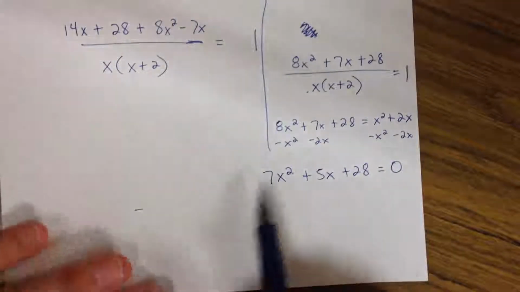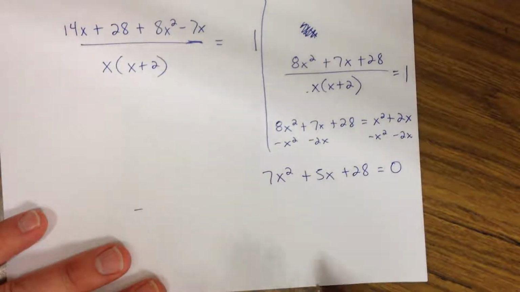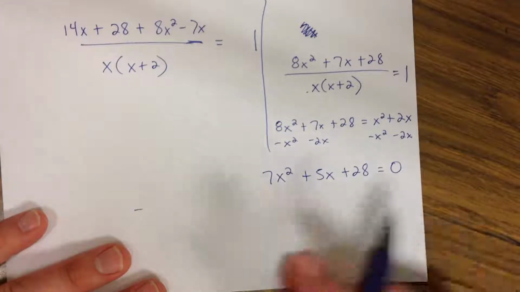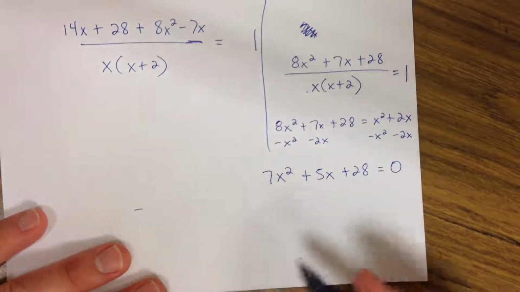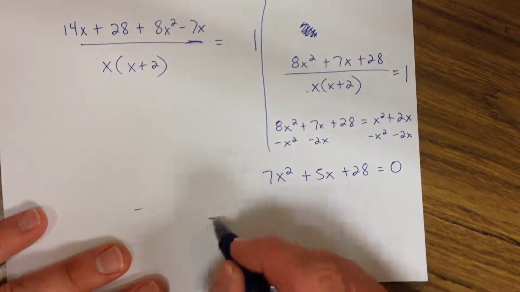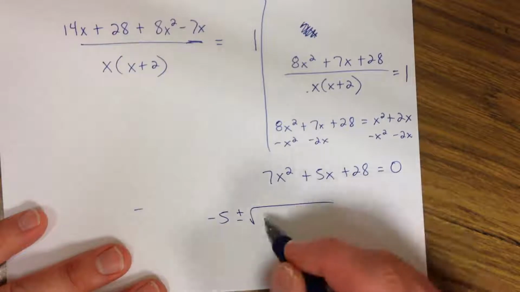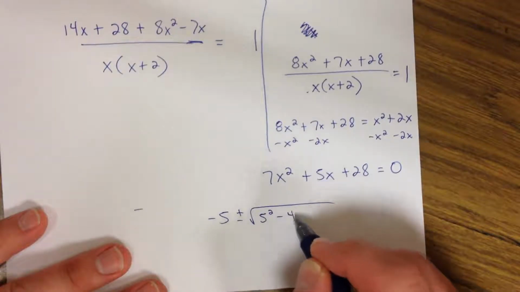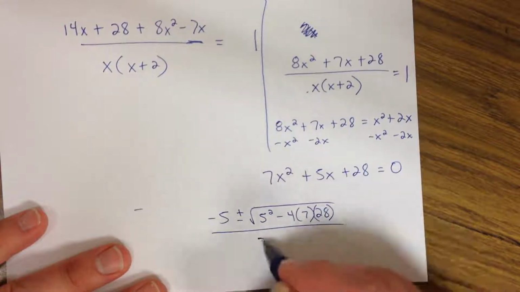Now, I'm not going to take the time to see if this is factorable. I'm pretty sure it's not. So if you've tried to factor this thing and it's just not working out, go ahead and use the quadratic formula. So the quadratic formula is negative b plus or minus the square root of b squared minus 4ac over 2a.